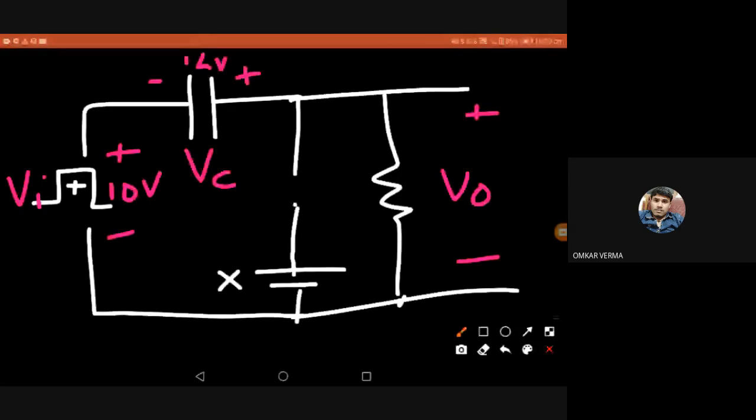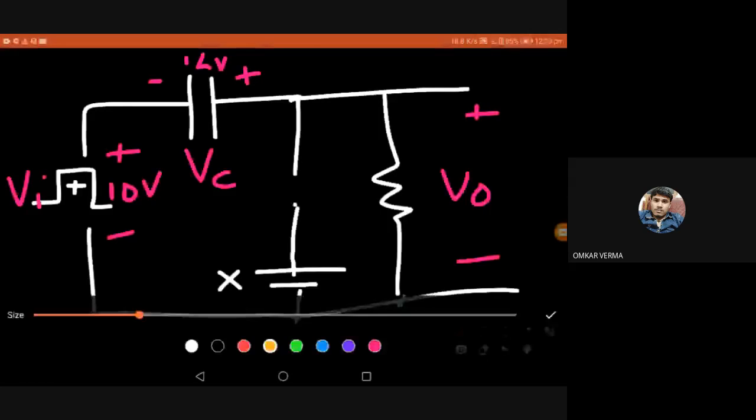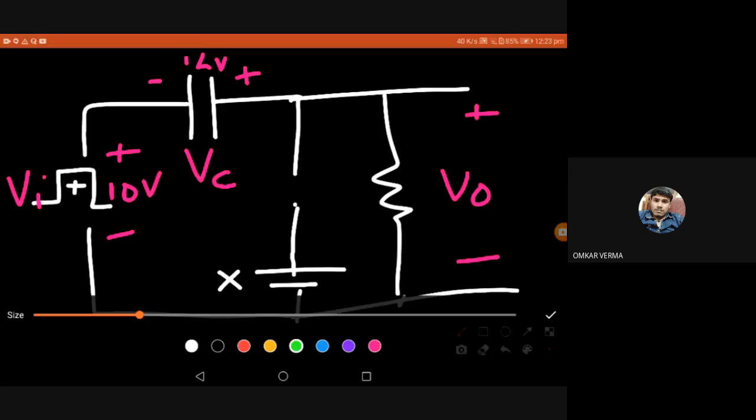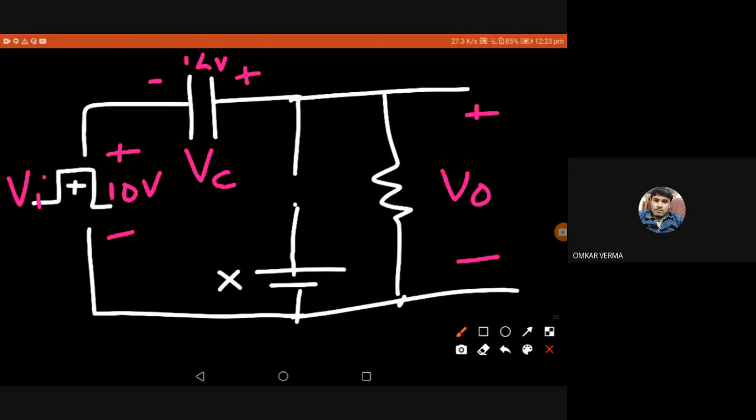So now we apply the Kirchhoff law. Kirchhoff law, which circuit? This circuit, the combined circuit, the outer loop. So I'm writing the Kirchhoff law starting from VI minus to plus, plus 10, then again minus to plus, plus 14, then plus to minus, minus V0, equals 0. Okay. So what is V0 here? V0 will get 24, right? So V0 is 24 volt.